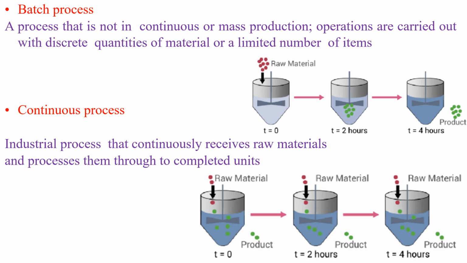Hi students, today's class is about batch processing and continuous process. So in this first unit, so far we have seen the introduction about process control and what is the need for process control, what is the requirement of process control, and what do you mean by stability and how to suppress the disturbances.